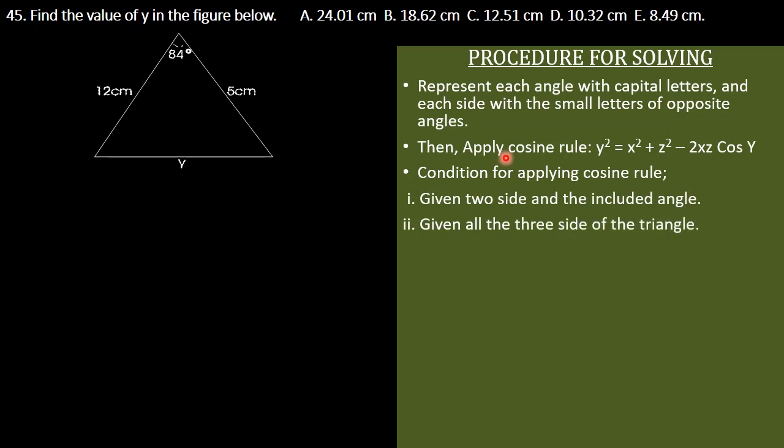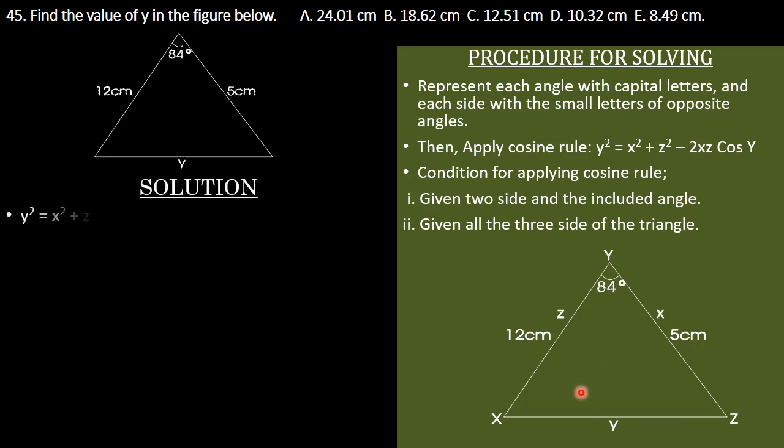Here is the diagram. We have to represent each angle. We represent them as capital letter Y, capital letter Z, and capital letter X. We represent each side as the small letters of the opposite angles. Now, small letter x is this, small letter z is this, and small letter y is this. Now, let's check the solution. Capital letters will represent our angles, and the small letters will represent our sides. For us to get small letter y, which is the side, we are going to apply this formula.